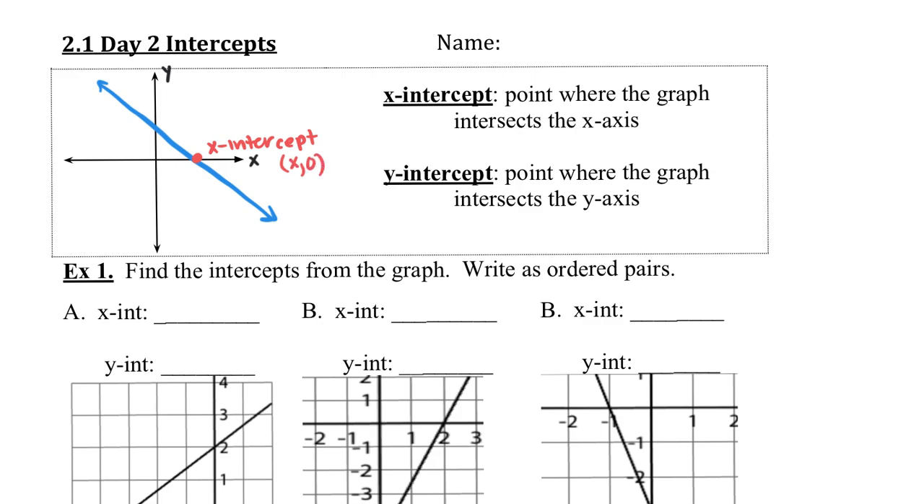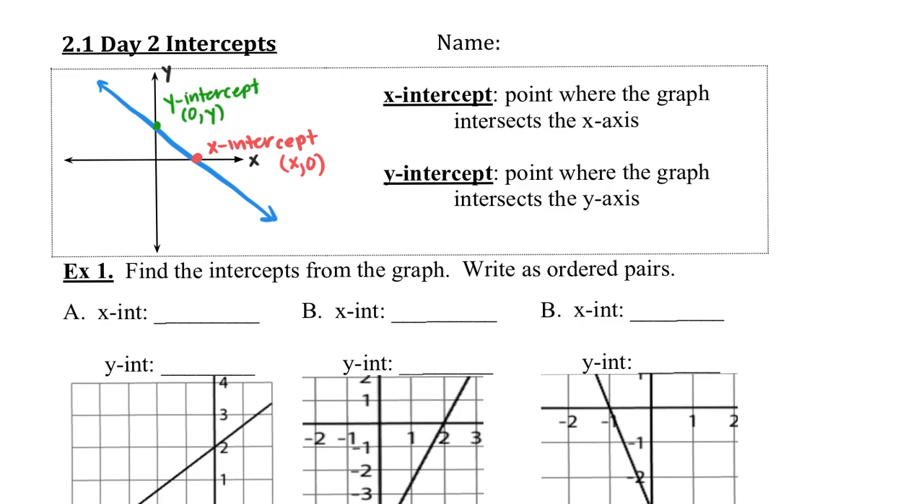Now the y-intercept is the one that intersects the y-axis. So here's the y-axis. My line is intersecting right there. The point of it right there is called the y-intercept. When you write the ordered pair for a y-intercept, we go to the side 0, but we go up y because we're on the y-axis. So our answer for a y-intercept should always be in the format 0, comma something.